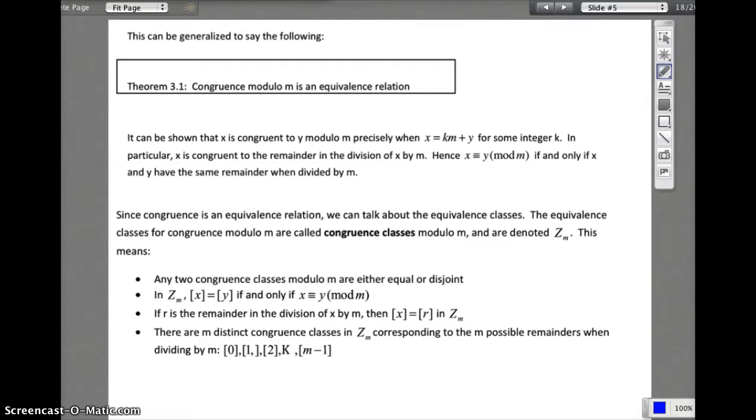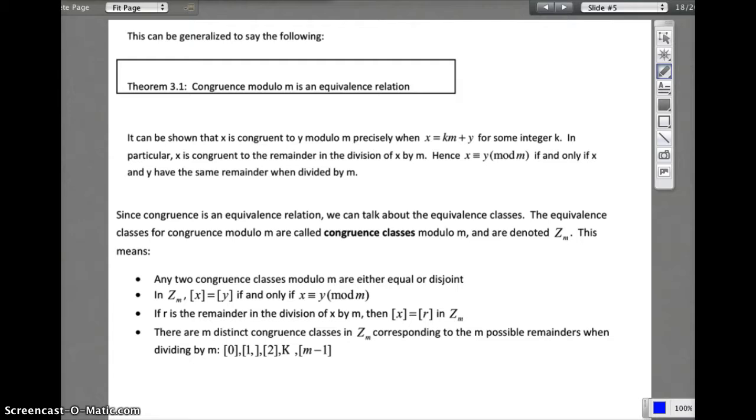x is congruent to y mod m when x is equal to some constant k times m plus y for some integer k. So x is congruent to the remainder in the division of x by m. So x and y are congruent if and only if x and y have the same remainder when divided by m. This is going to help us out in the examples on page 3.